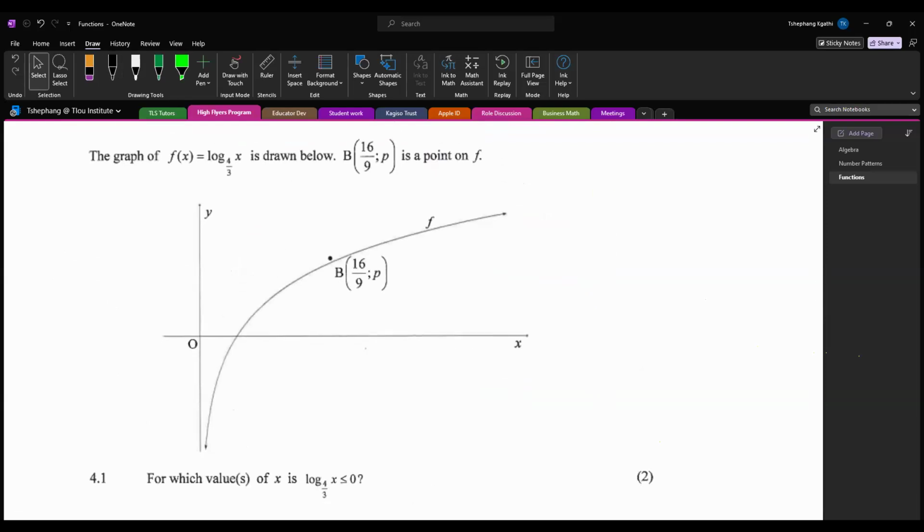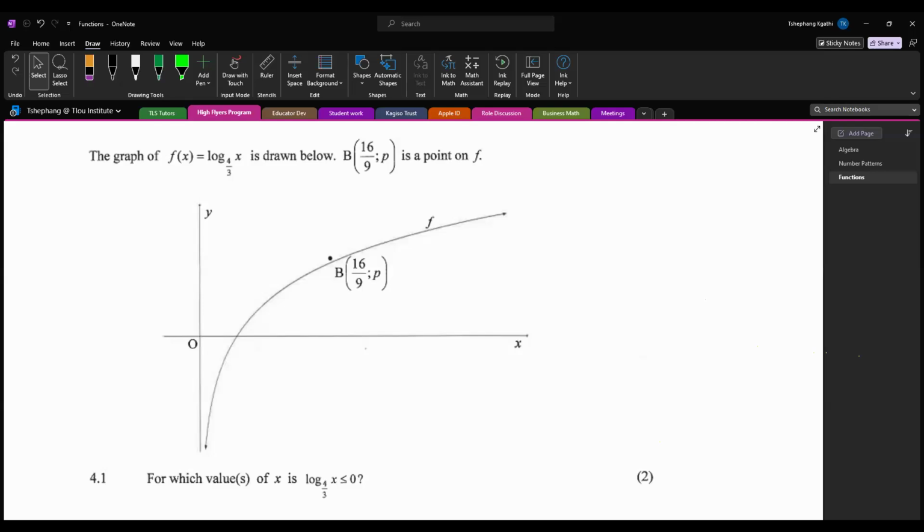Then we're going to carry on. Let's look at this new graph. The graph of f of x is equal to log base 4/3 of x is drawn below. Okay, so it's a log graph that is drawn. And then B has coordinates 16/9, and P is a point on f. So B is just a point on the function.